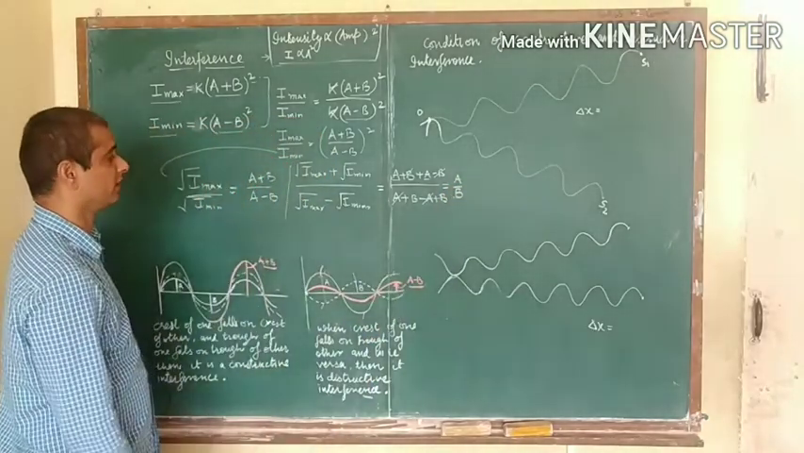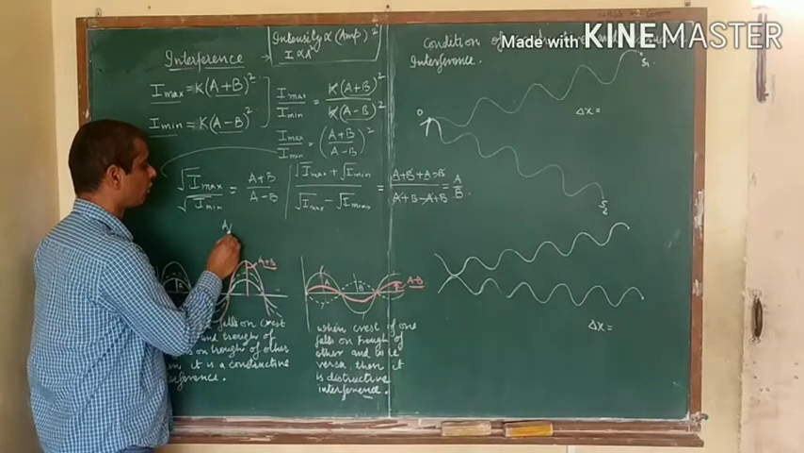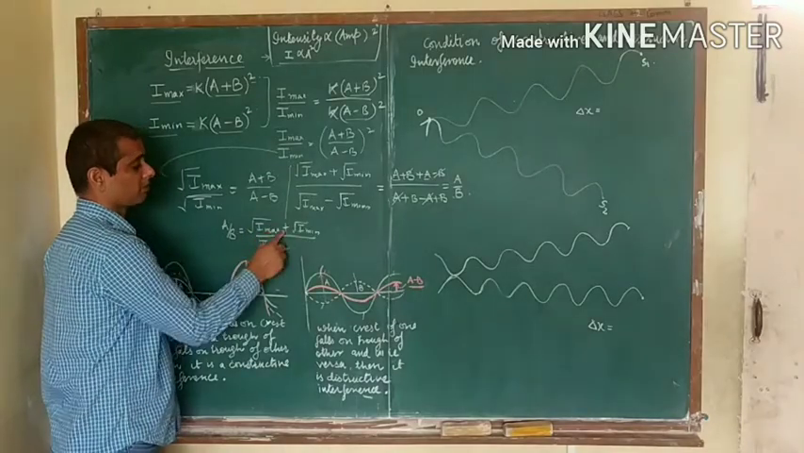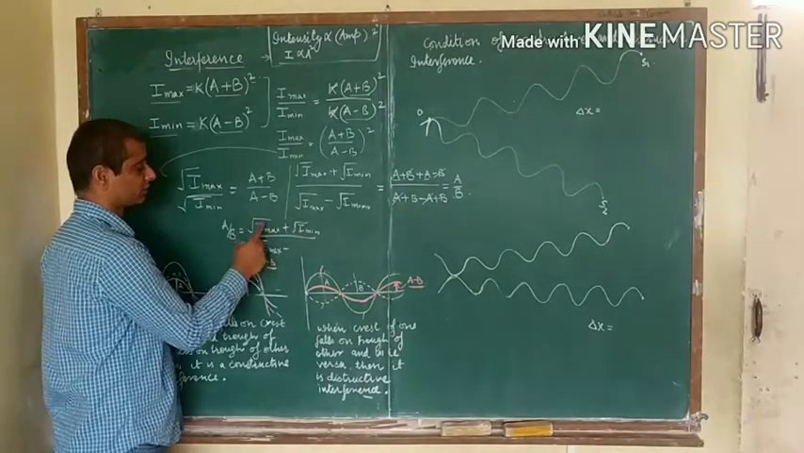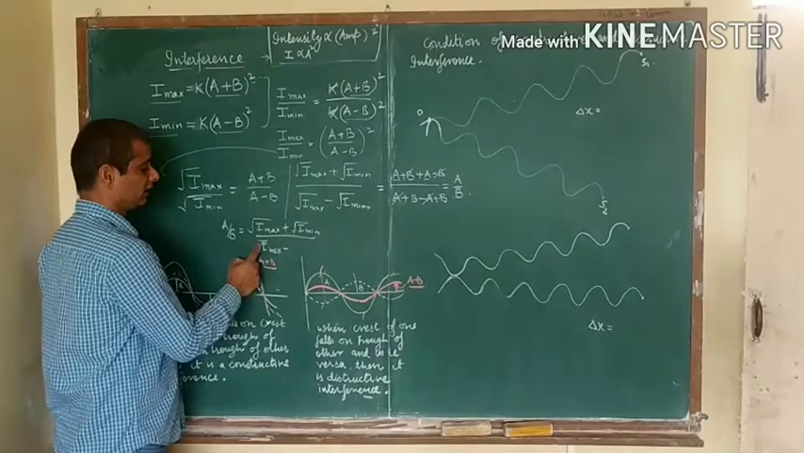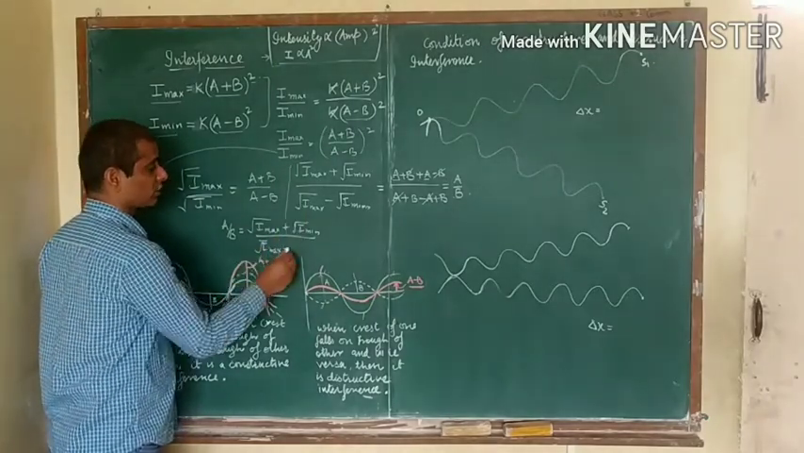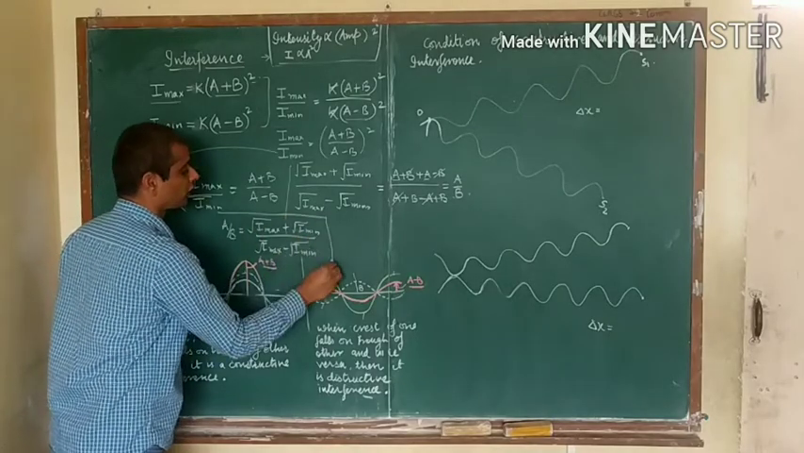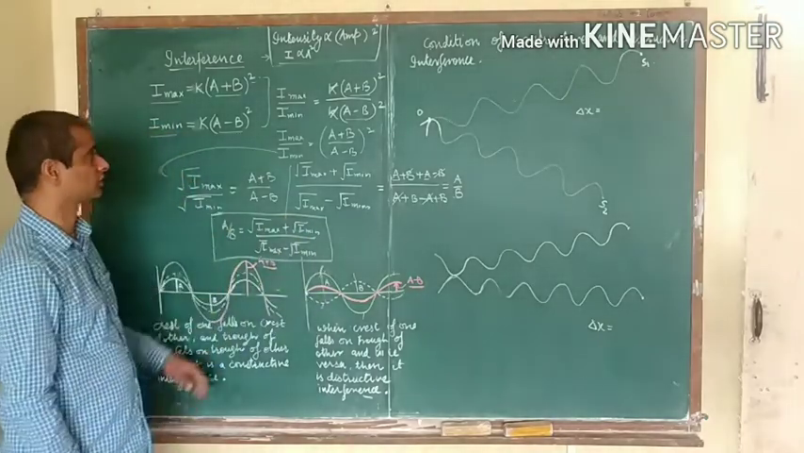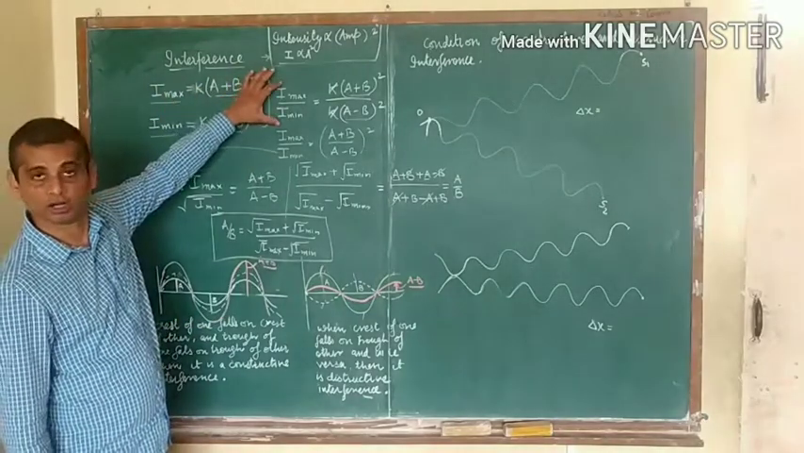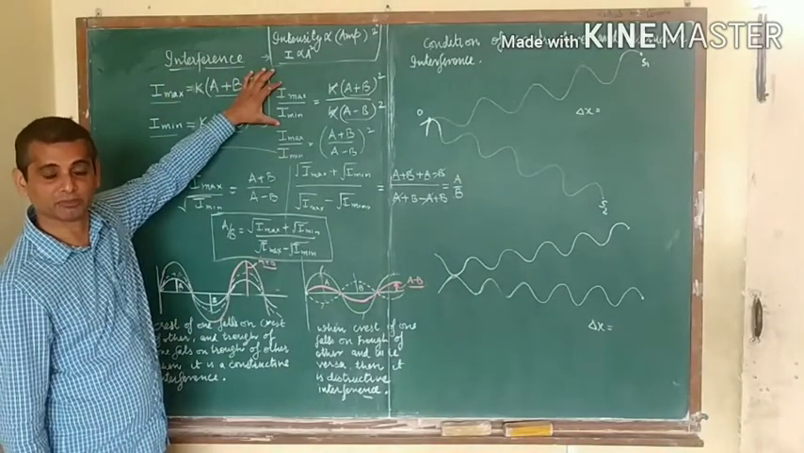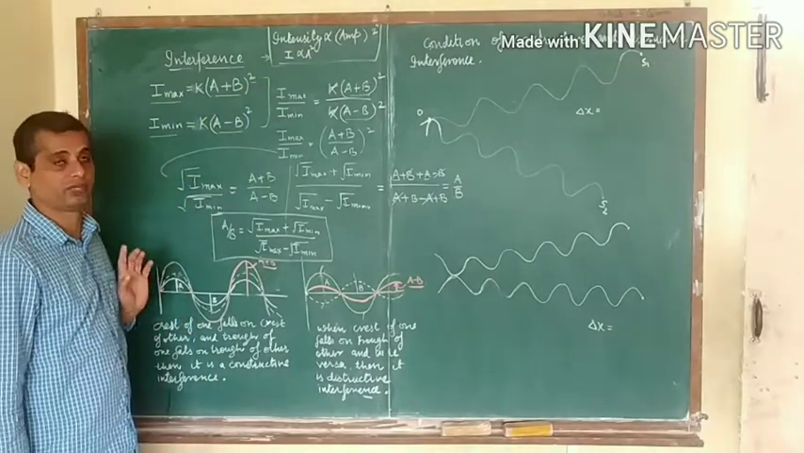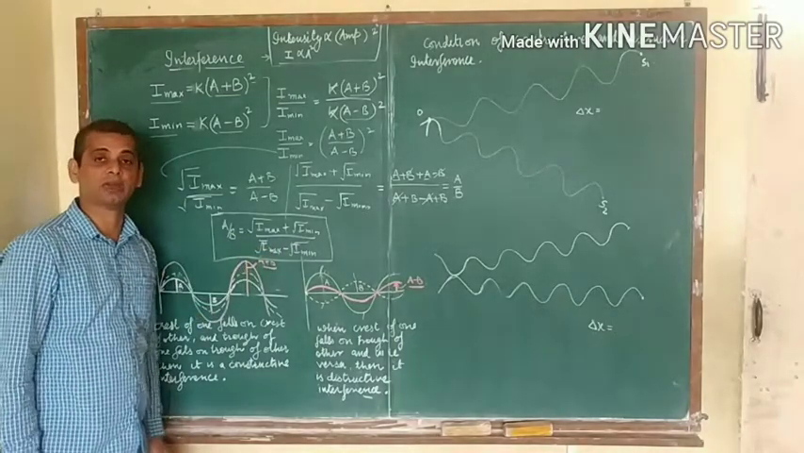So what do we get from here? The ratio of the amplitudes is equal to the square root of I maximum plus the square root of I minimum, divided by the square root of I maximum minus the square root of I minimum. So these are the two relations we have calculated: first, the ratio of maximum intensity and minimum intensity, and second, the ratio of the amplitudes of the individual waves in terms of maximum and minimum intensity.